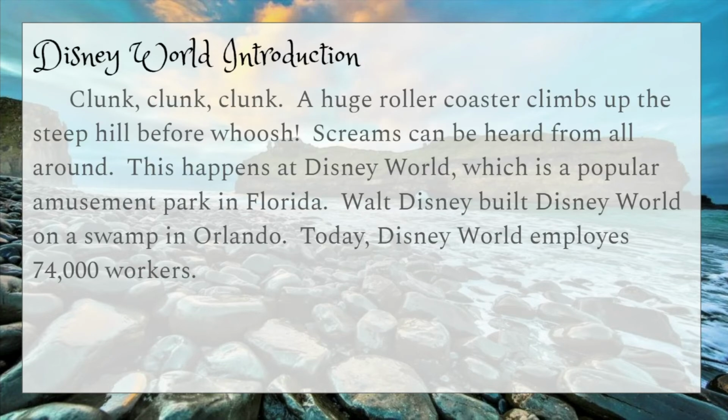Here's another one. Clunk, clunk, clunk. A huge roller coaster climbs up the steep hill before whoosh. Screams can be heard from all around. That's my introduction. You think, where is this going to be at? Then I have my link, which tells you what my topic is. This happens at Disney World, which is a popular amusement park in Florida.